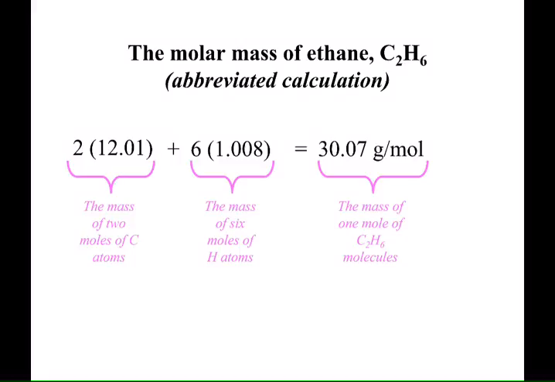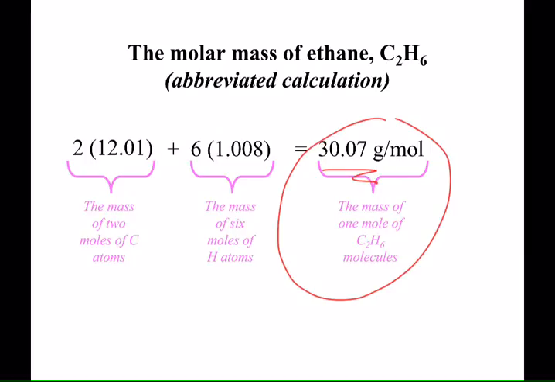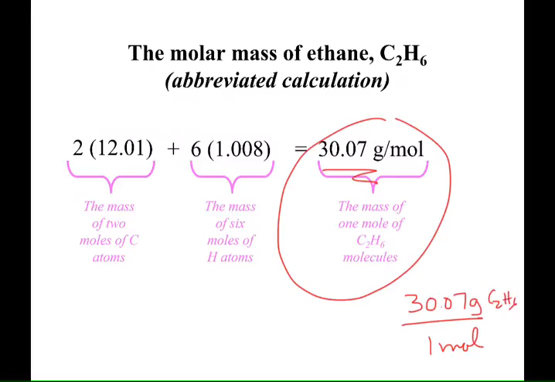And now this is where I need to make sure I keep my wits about me. I'm after molar mass, which is grams per mole. So I hope that works for you. Just one more thing: if you have to use this in a calculation, I would unpack that, and it would be 30.07 grams per 1 mole. Specifically, grams of C2H6 per 1 mole of C2H6 molecules. So I hope that works for you.